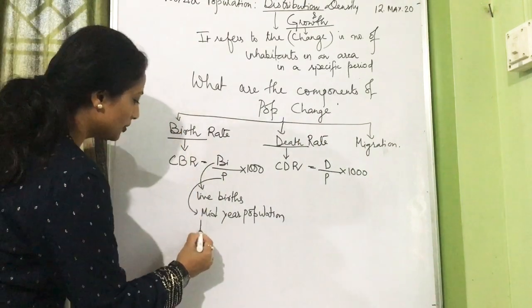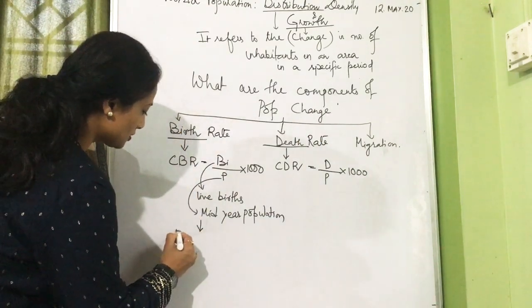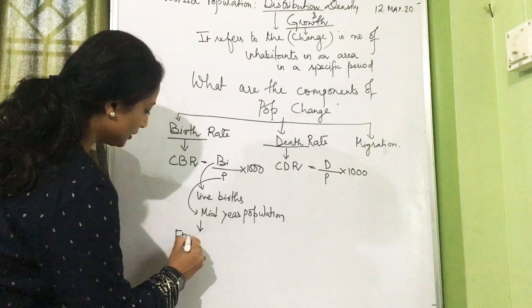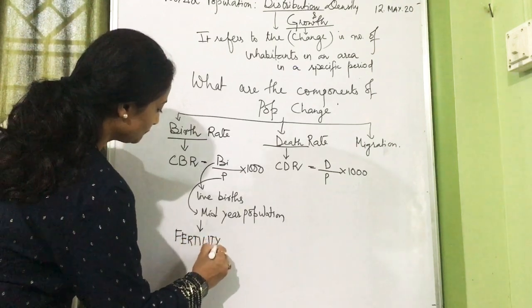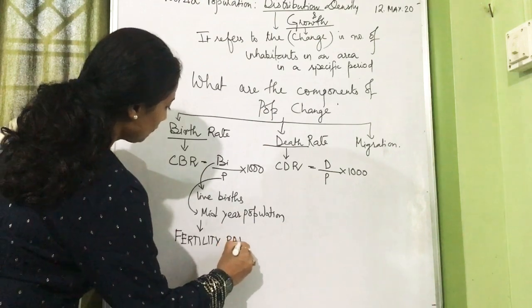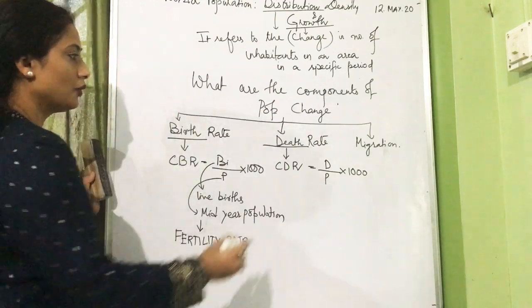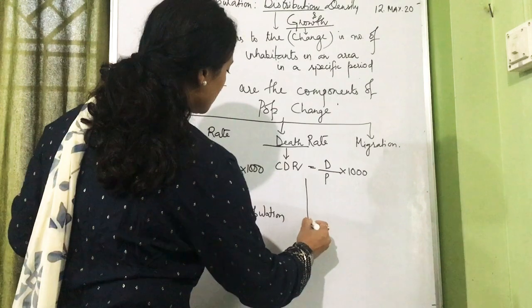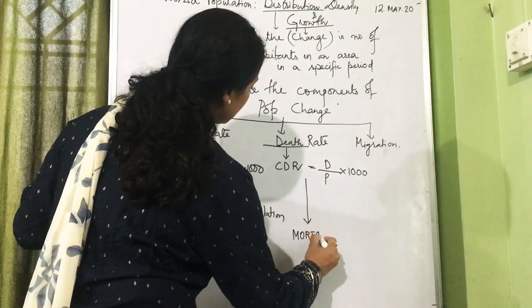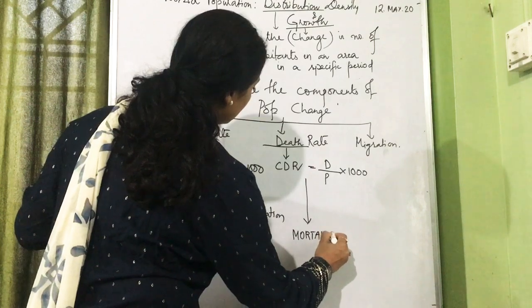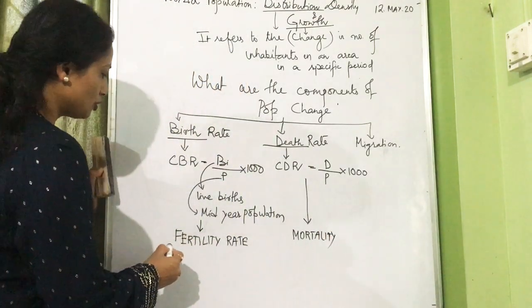We need to know the birth rate of a region because it gives us a picture regarding the fertility rate of a region. We need to know the death rate because it gives us a picture regarding the mortality rate. Let's talk about the birth rate.